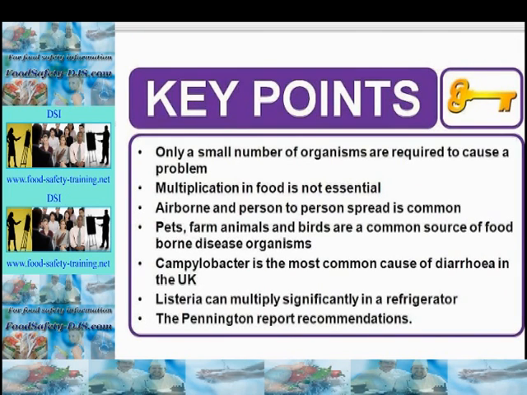And here are the key points for Lecture 5. Only a small number of foodborne disease organisms are required to cause a problem. Multiplication in food, in the protein, is not essential. Airborne and person-to-person spread is common. Pets, farm animals and birds are a common source of foodborne disease organisms. Campylobacter is the most common cause of diarrhea in the UK. Listeria can multiply significantly in a fridge. The Pennington report recommended certain areas which we looked at in quite some detail.